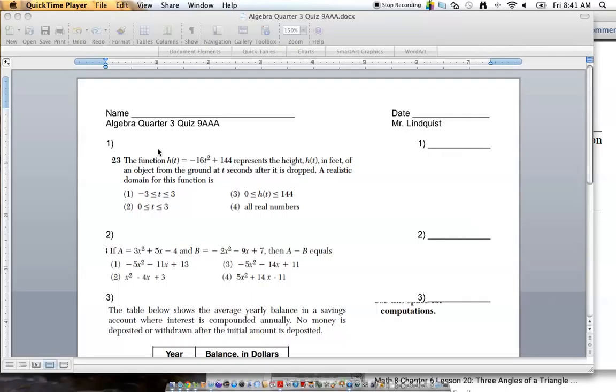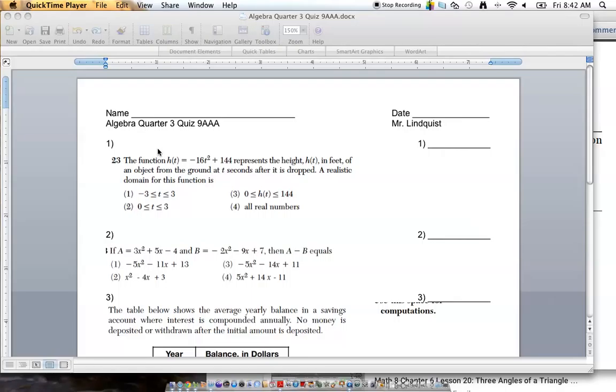For example, choice 1. Is it possible to have negative time? The domain is the inputs. T. What does T stand for? Time. Can I possibly have the ball at negative 2 seconds? No. Therefore, if you put choice 1, muy malo.